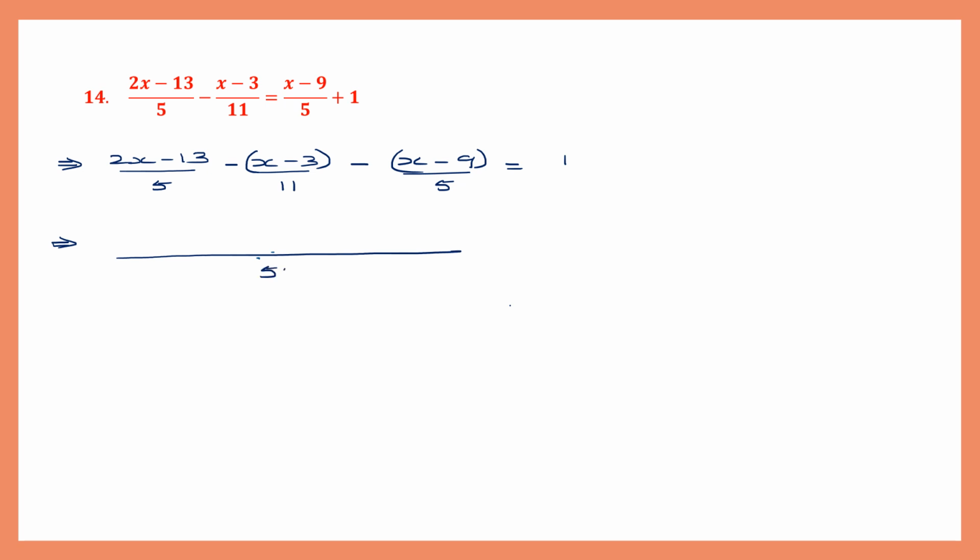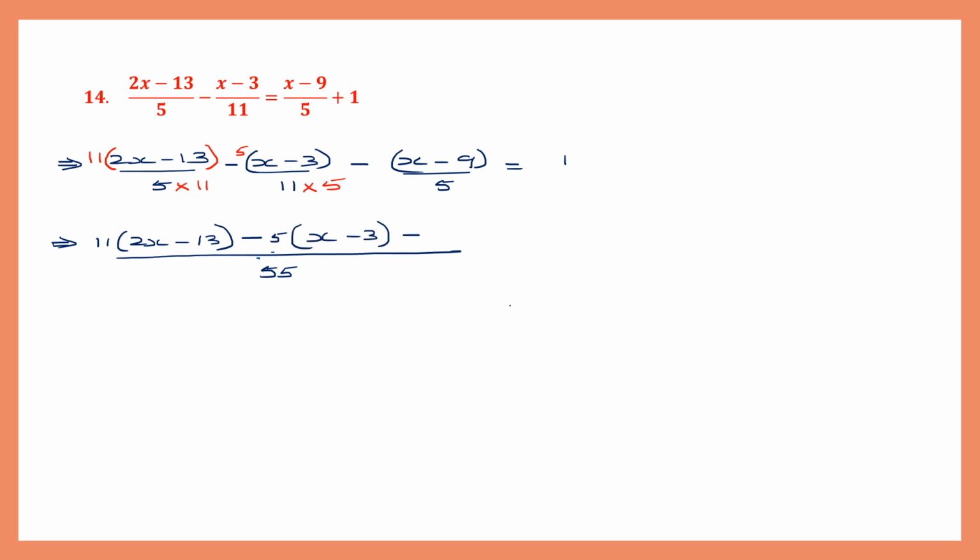So the LCM is 55. The first one is 5 into 11, so we multiply this whole thing by 11. Next, let's write that down. So that is 11 into 2x minus 13 minus, now here 11 fives are 55, so we have to multiply this by 5. So that is minus 5 into x minus 3.